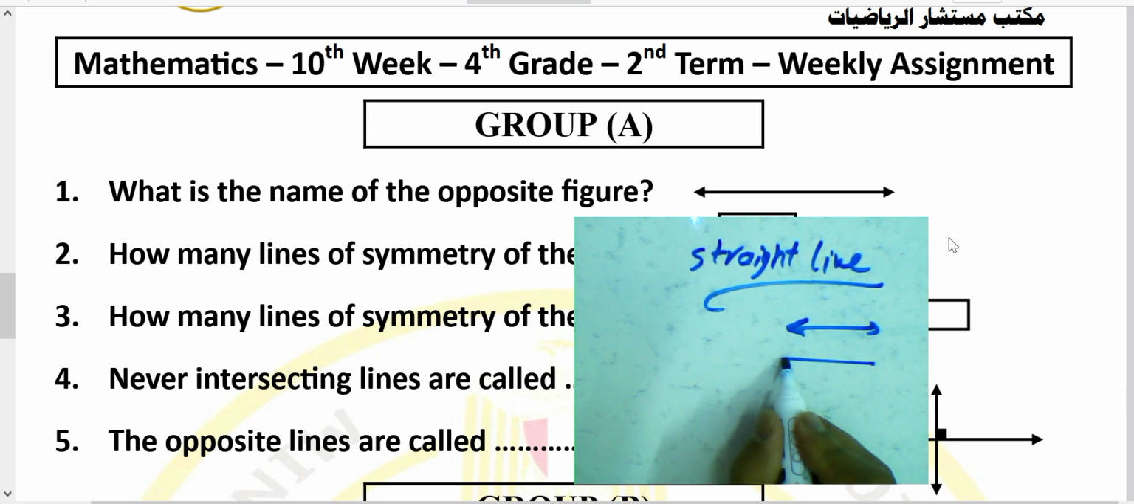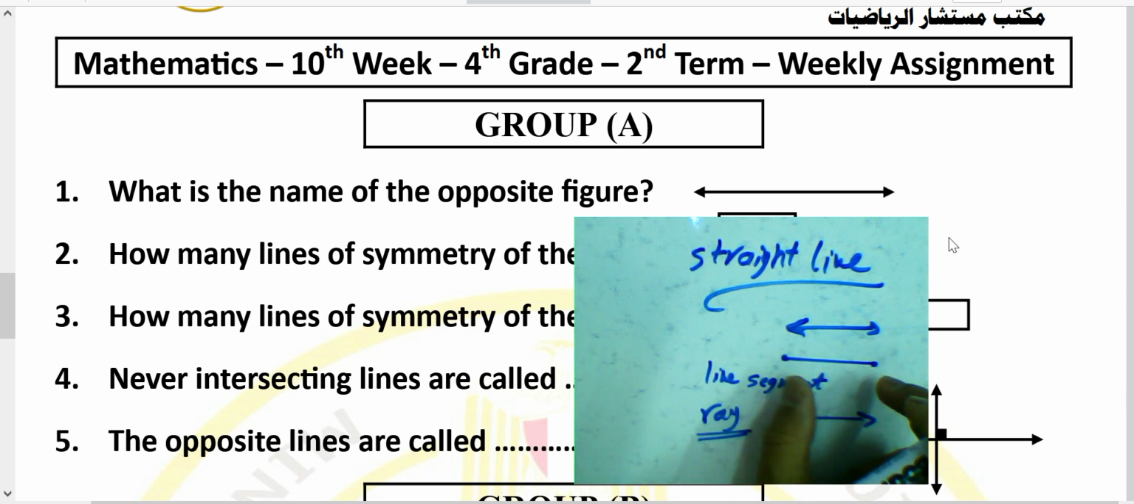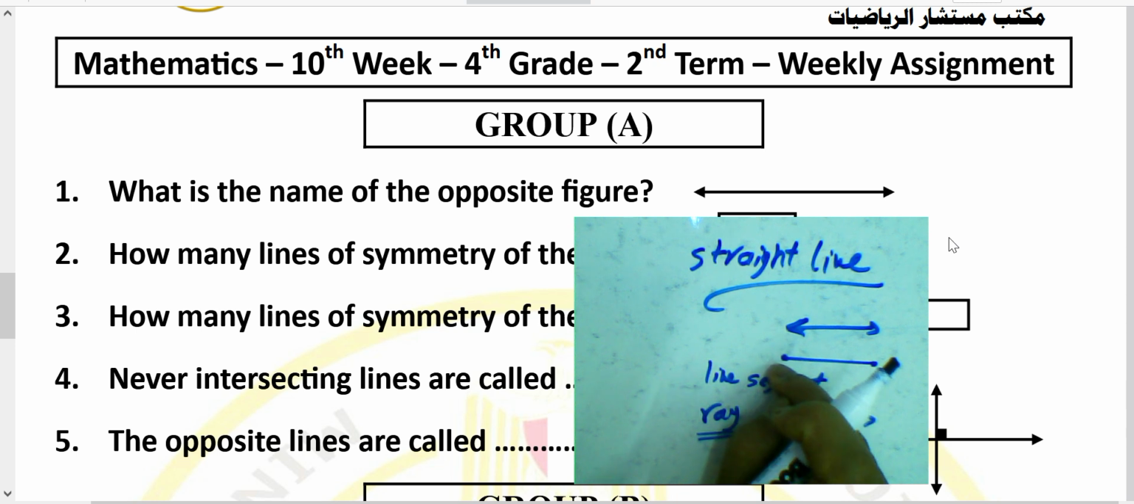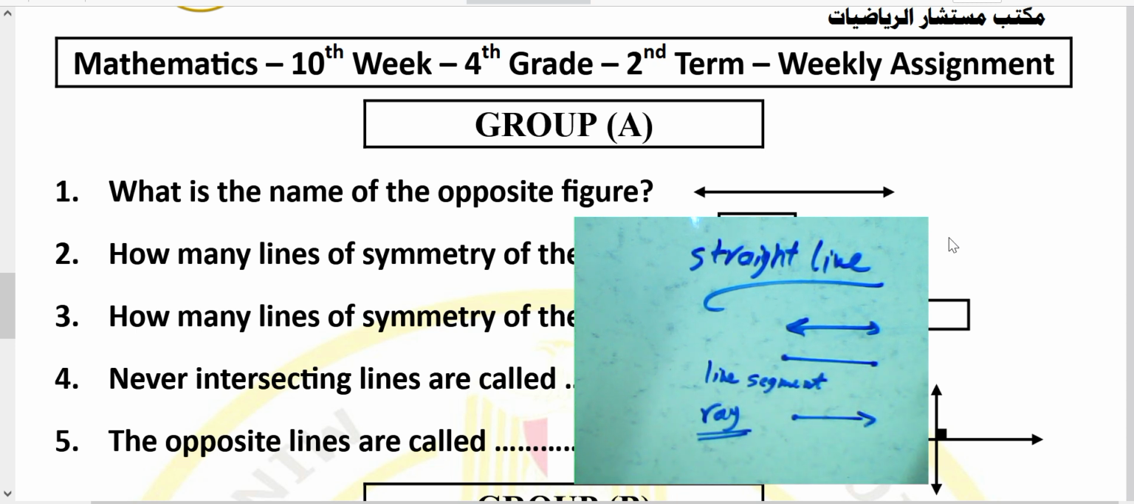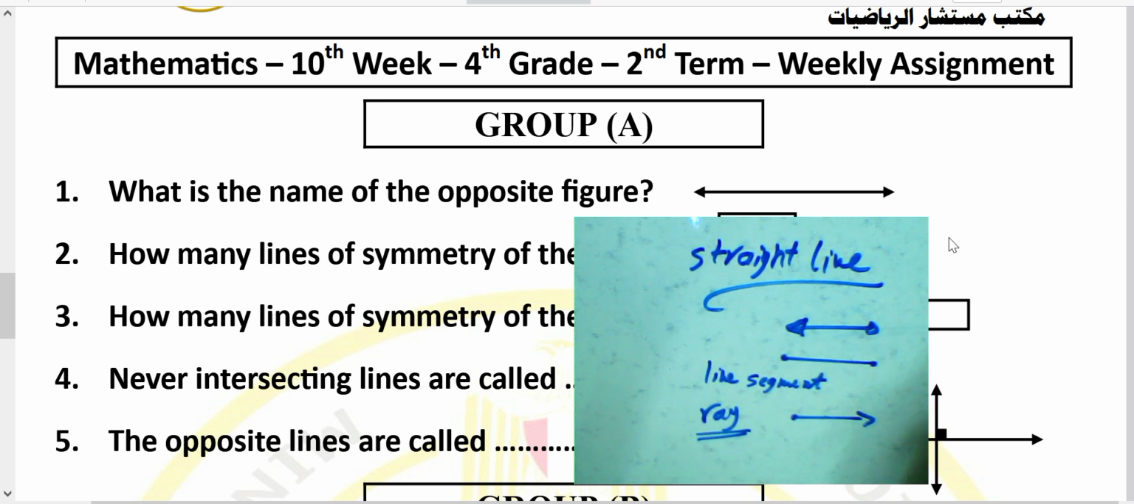Now here we have a line segment. This figure we call a line segment. And this figure we call a ray. We have a ray that starts from a point to infinity. A line segment has a lot of points lying on the straight line. We have a first and an end point, but a straight line has no end, it goes to infinity.